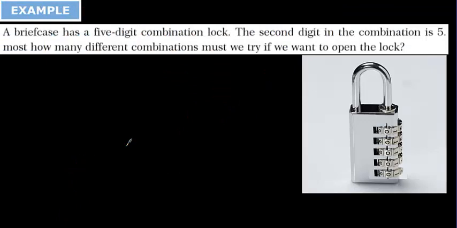Okay, with the next question, we have a combination lock here. In combination locks, you know, we are going to roll the circles, and you're going to open the locker. In this combination lock we have 5 different digits, and it asks how many different combinations we can make if the second digit is 5. What does it mean?